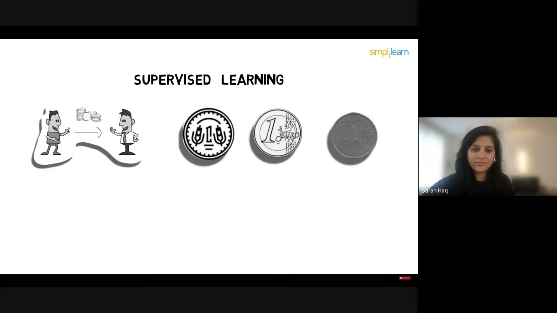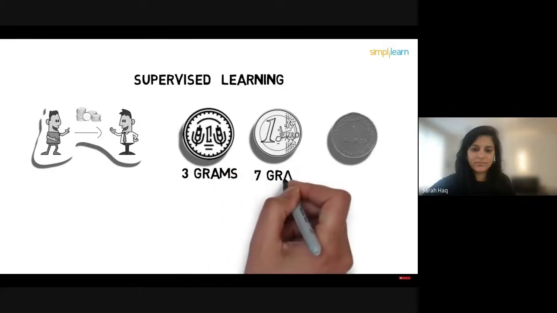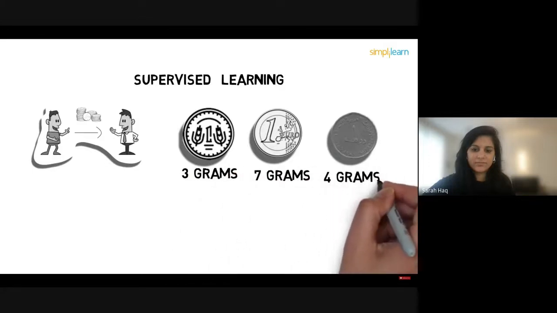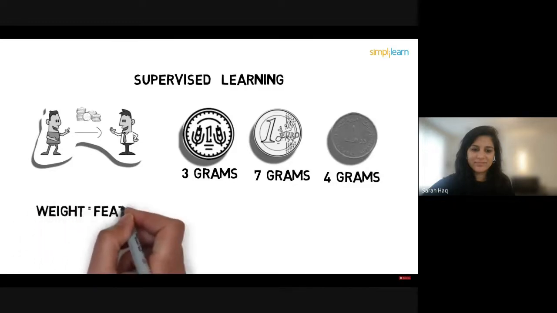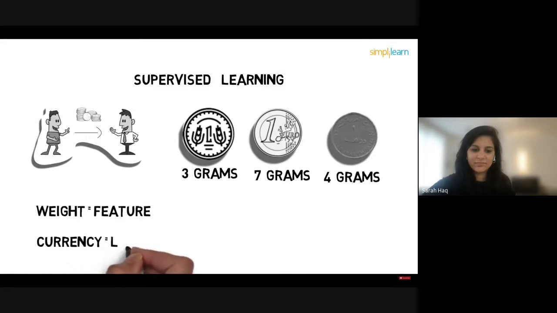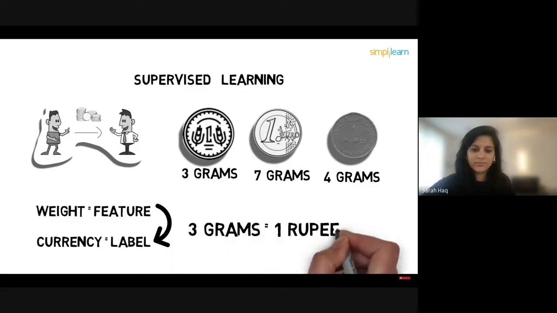Suppose your friend gives you 1 million coins of 3 different currencies, say 1 rupee, 1 euro and 1 dirham. Each coin has different weights. For example, a coin of 1 rupee weighs 3 grams, 1 euro weighs 7 grams and 1 dirham weighs 4 grams. Your model will predict the currency of the coin. Here, your weight becomes the feature of coins, while currency becomes their label. When you feed this data to the machine learning model, it learns which feature is associated with which label. For example, it will learn that if a coin is of 3 grams, it will be a 1 rupee coin.